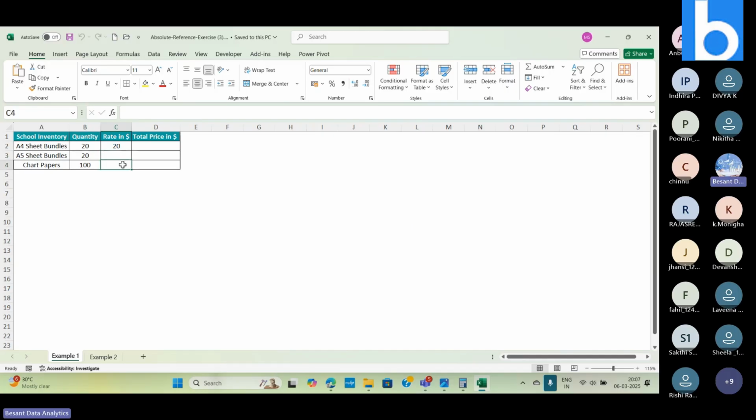I saw that none of you have taken the same rate of $20 for the rest of the two school inventories. Many of you have either kept this empty, one or two people have kept this empty, or you put in 30, 40 as your own wish. That's okay, I'm not saying anything, but this was a practice exercise, so you have the liberty of putting any other rate over here.